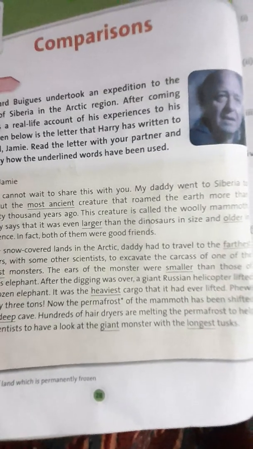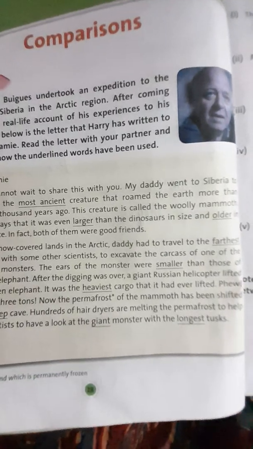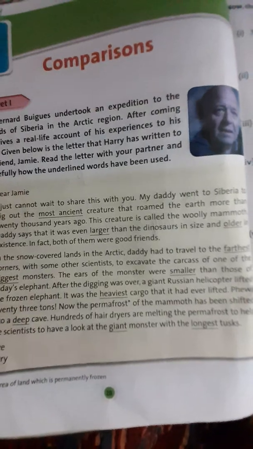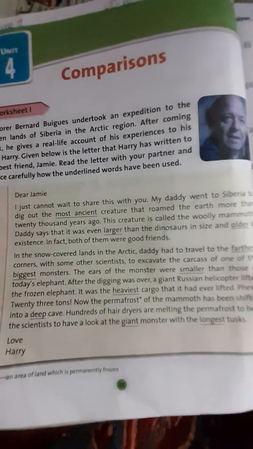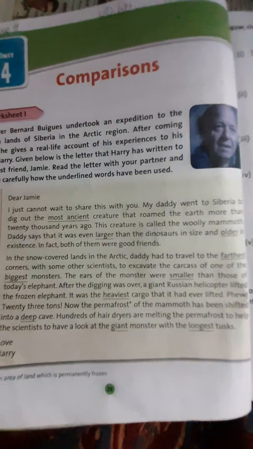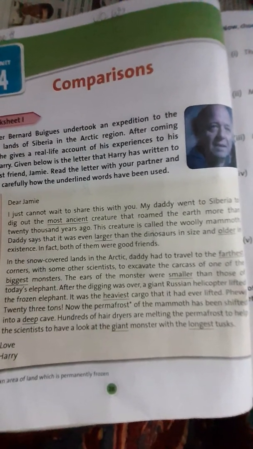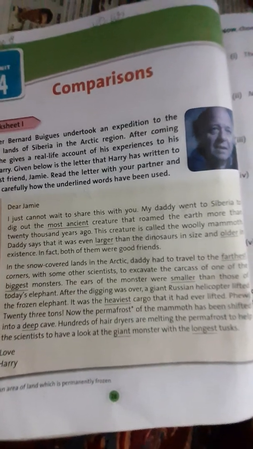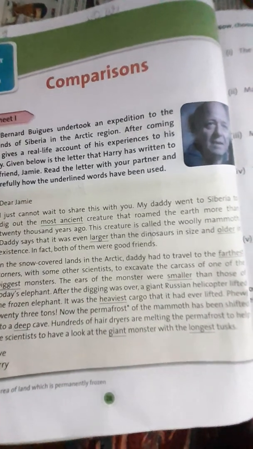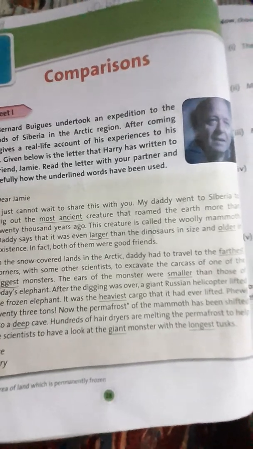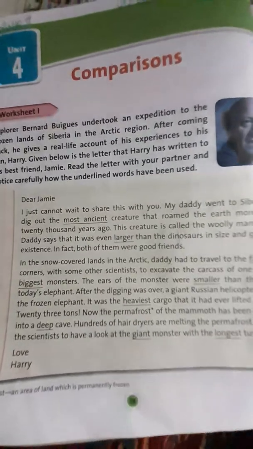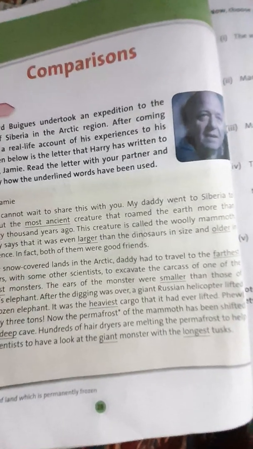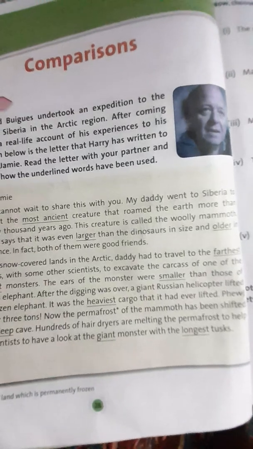The ears of the monster were smaller than those of today's elephant. Now here smaller is the comparative degree, because the comparison is between two creatures, two animals. Which ones? The woolly mammoth and today's elephant they are talking about. After the digging was over, a giant Russian helicopter lifted the frozen elephant. It was the heaviest cargo that it had ever lifted.